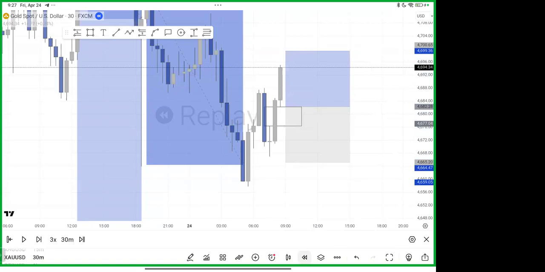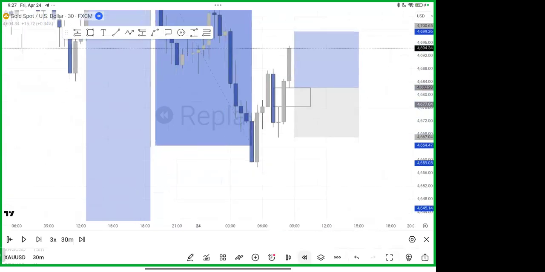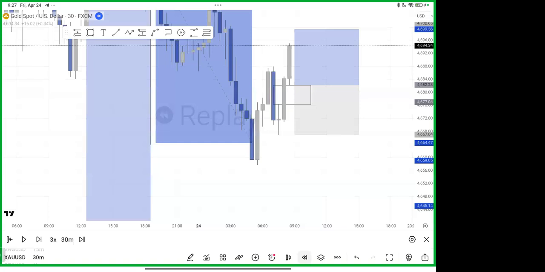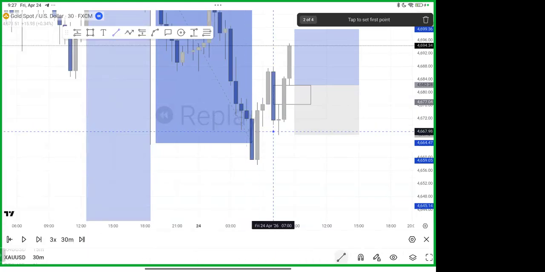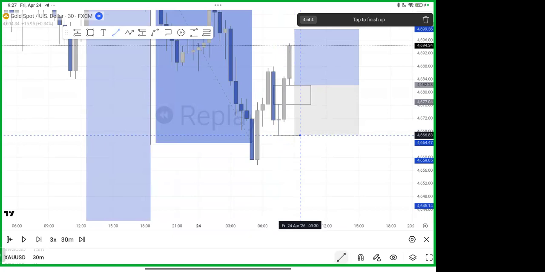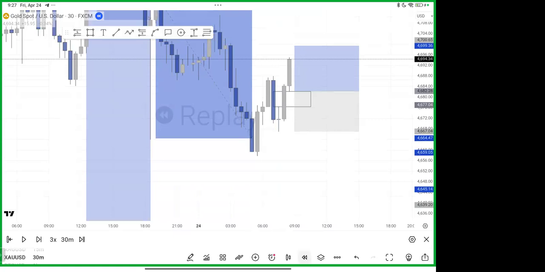Okay, so now our stop loss will be below or around the first candle of the fair value gap. If it's bullish, it will be the first candle. I think if it's bearish also, it will be the first candle. Yes, actually. So your stop loss will be here. So it will be around there. So that's what we have now.